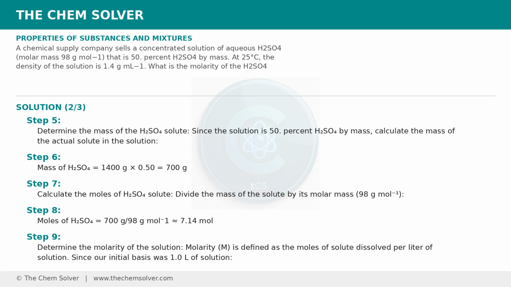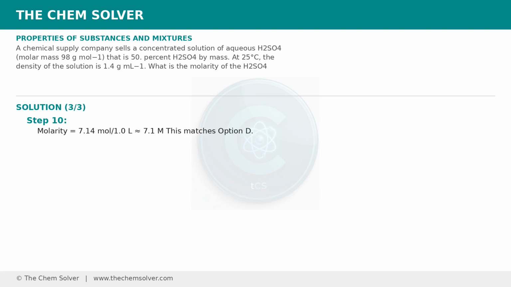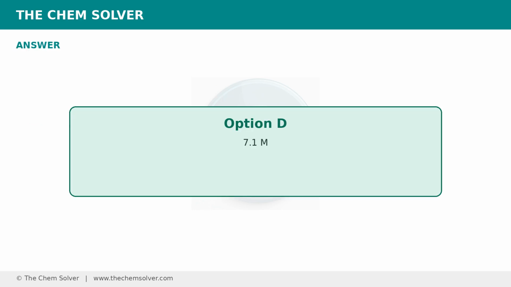Determine the molarity of the solution. Molarity, M, is defined as the moles of solute dissolved per liter of solution. Since our initial basis was 1.0 liters of solution, molarity equals 7.14 moles over 1.0 liters, approximately 7.1 molar. This matches option D. The correct answer is option D, 7.1 molar.